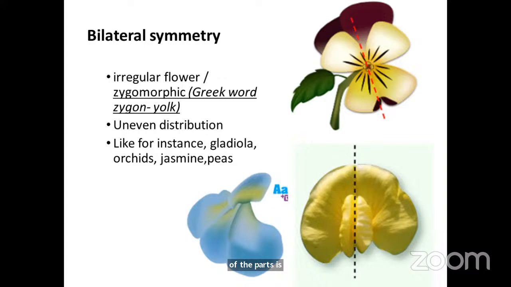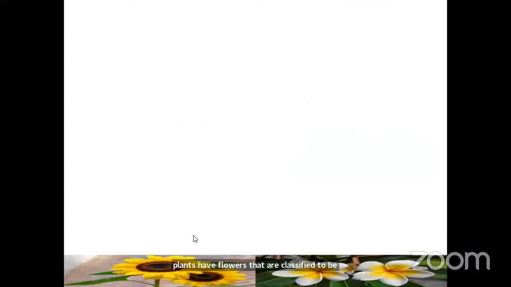Try to see these different examples. We have gladiolus, orchids, jasmine flowers, and pea flowers. So those different plants have flowers that are classified as bilaterally symmetric.